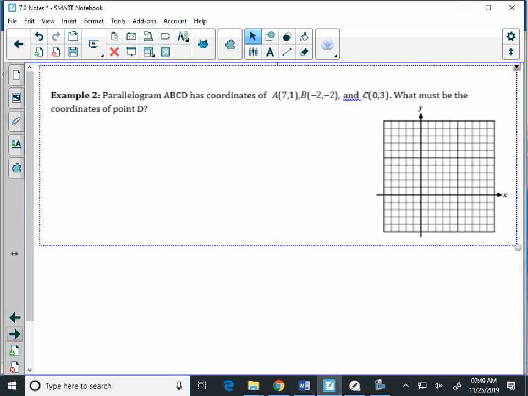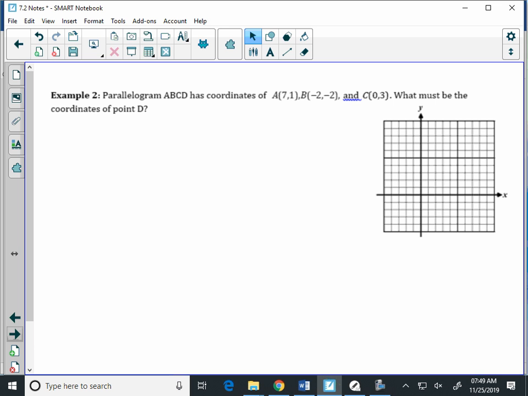With example 2, I cannot talk this morning. Parallelogram ABCD has coordinates of A (7, 1), B (-2, -2), and C (0, 3). What must be the coordinates of point D? Okay, so we're missing one of those coordinates. We need to find the other. So let's go ahead and plot these points.